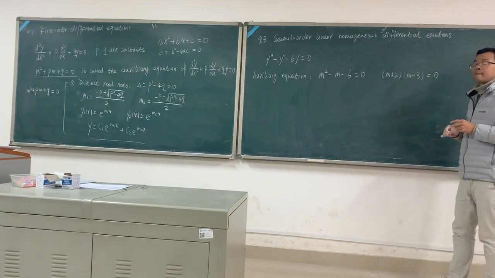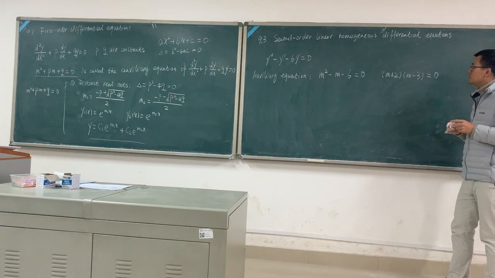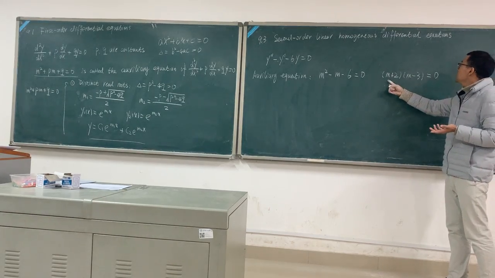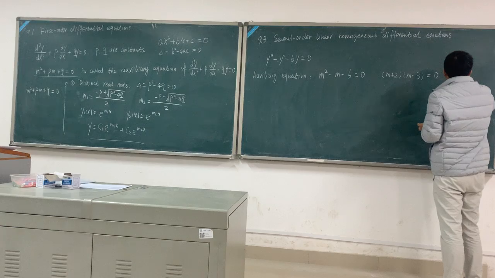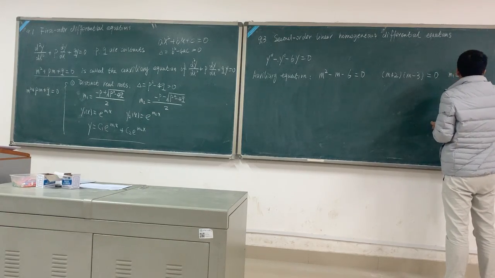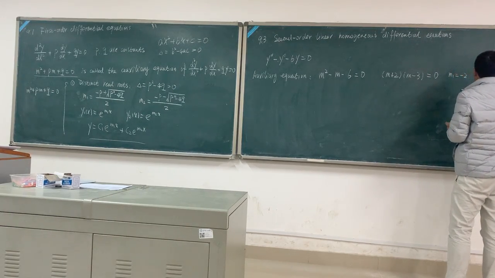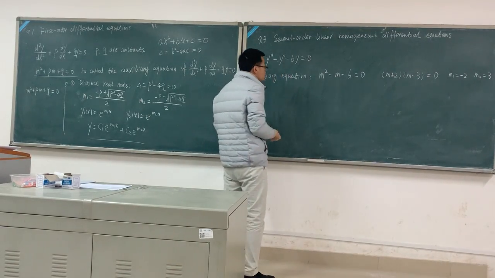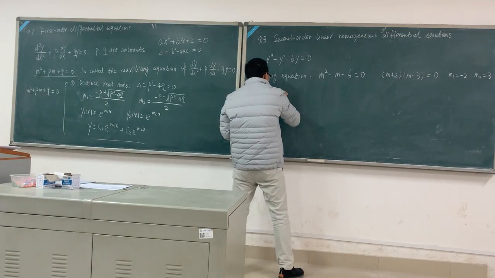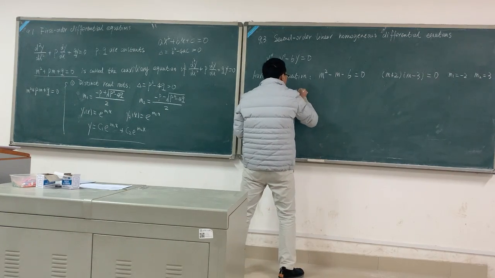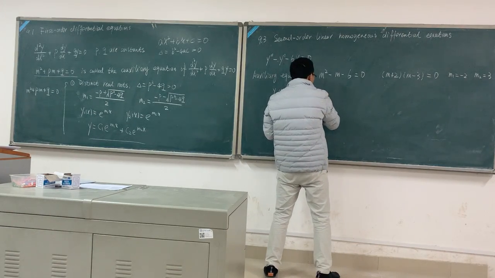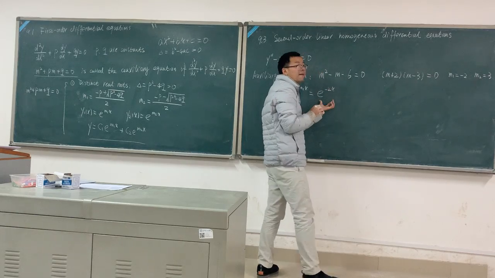So from here we can see m1 is minus 2 and m2 is 3. So the first solution is y1(x) equals e to the m1x, which is e to the minus 2x.